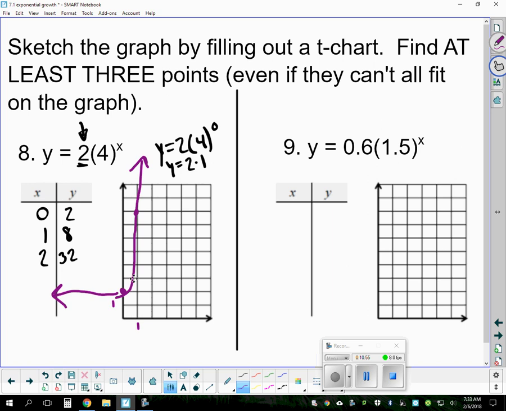Mine kind of looks like it starts going up, but it shouldn't. It should flatten out. All right, so even if you can't plot all your points, it still needs to take the form, should be more like this, and then kind of straighten out a bit. It needs to take the form of an exponential. So even if all your points aren't fitting on there, you have to make it look like an exponential graph. If it looks linear, you will not get credit for it.